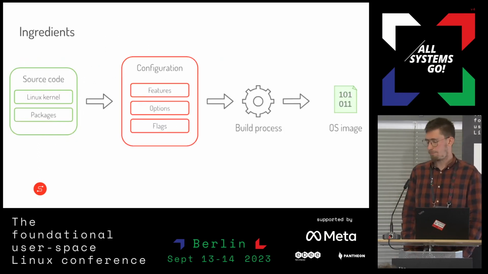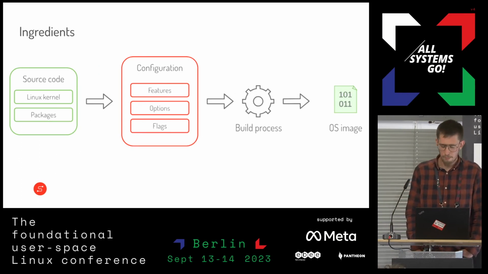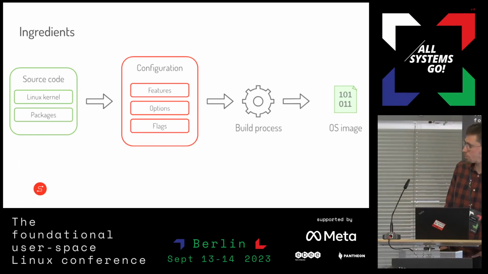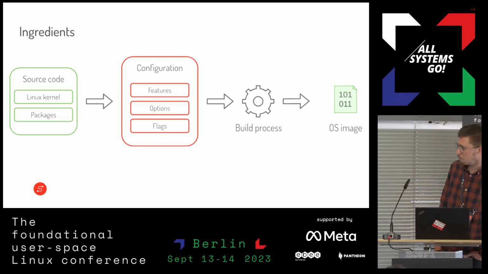So building operating system images might seem simple. We take some source code. It can be either the kernel source, or it can be userspace application source. We configure it by enabling and disabling a couple of features. We set some compile time flags and so on. This is mostly policy, right, specification. We might need OpenSSH, we might not.